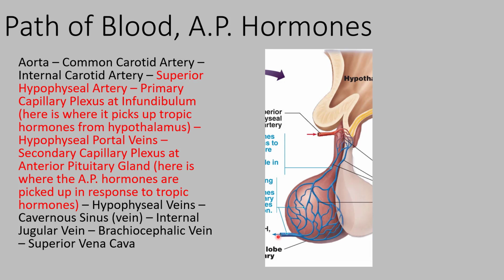Then we're going to join the cavernous sinus, which is a vein, to the internal jugular vein, draining blood away from part of the brain, to the brachiocephalic vein, which carries blood back towards the heart from the head and the arm, into the superior vena cava, which then drains blood back into the heart. So this is the path of blood if we're talking about the anterior pituitary.